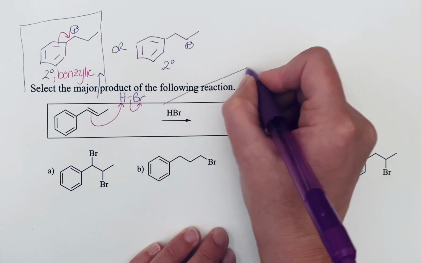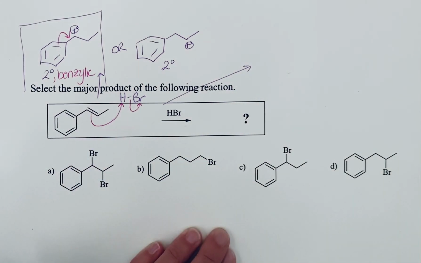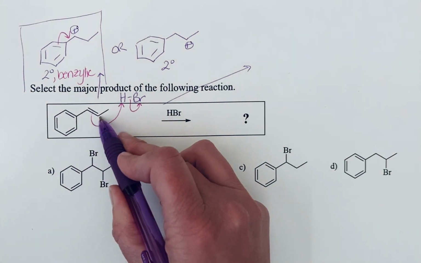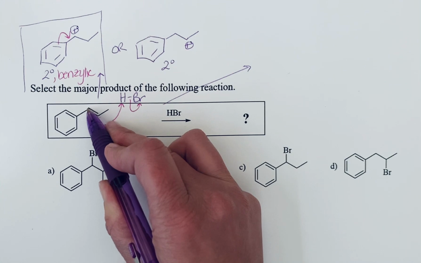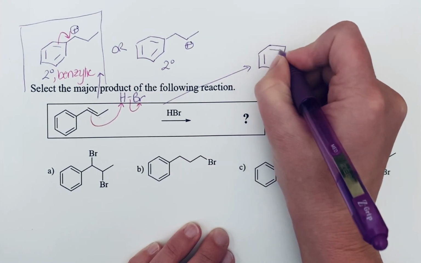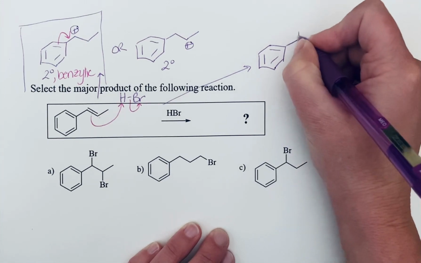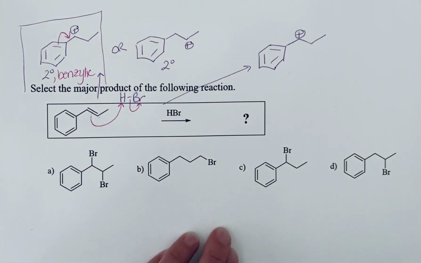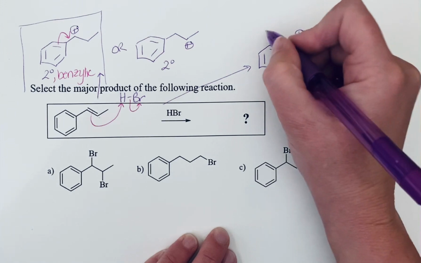So now we know how this protonation will occur. We're going to add a hydrogen to this carbon atom so that we end up with the benzylic carbocation. So there's that benzylic carbocation. And then we've also got bromide ion in solution.